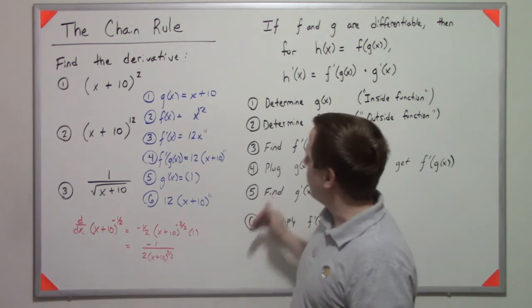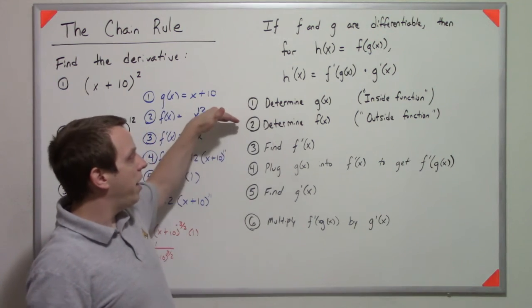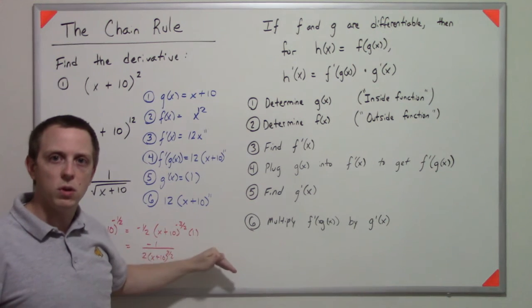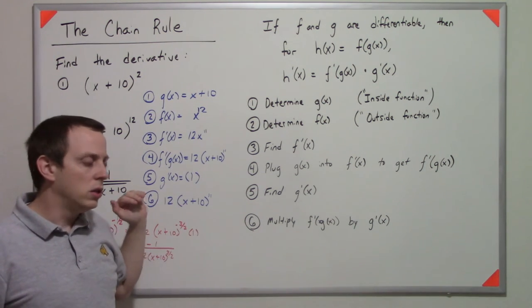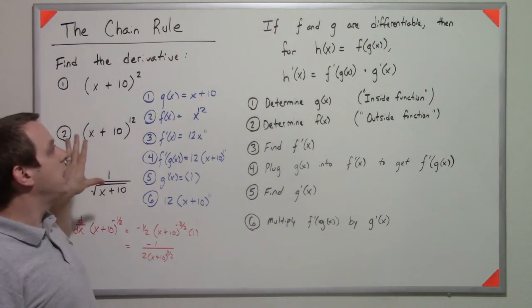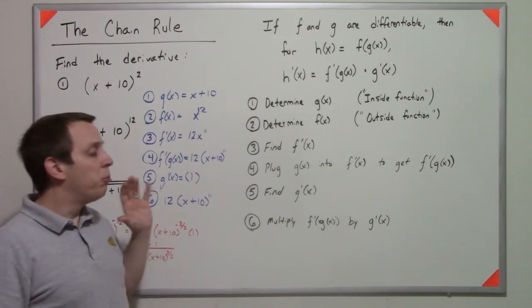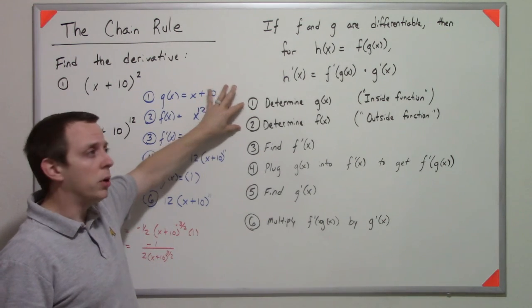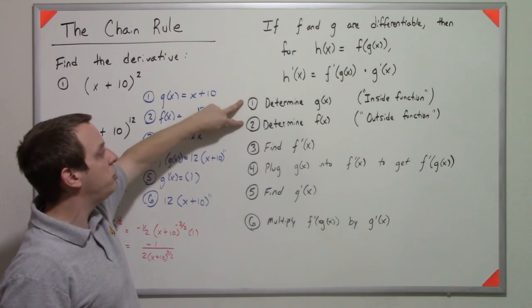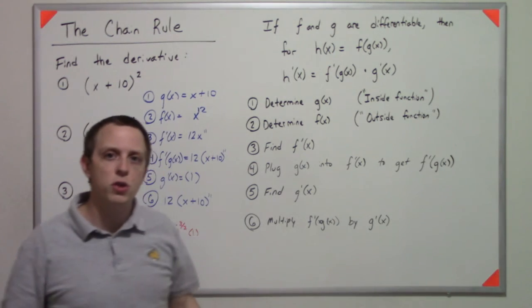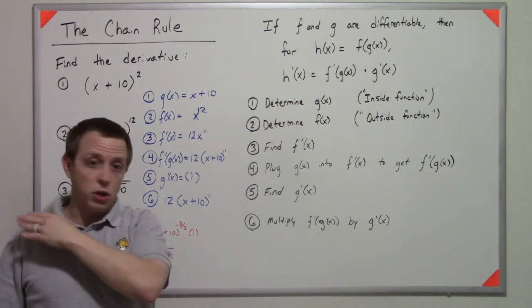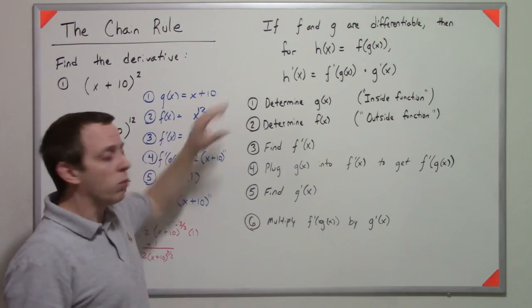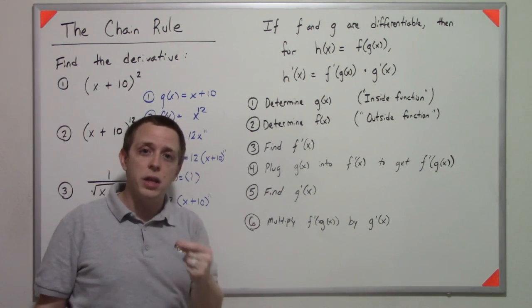So these steps here, determine g of x, determine f of x, find f prime, and so on, are going to be very instrumental in how we come about finding a derivative with the chain rule. Probably the hardest part is actually these two parts, because unless you determine what these inside and outside functions are, unless you do it correctly, it's going to ruin everything else. So spend some time, make sure you get these, and we're going to do some examples so that we can solidify that knowledge.